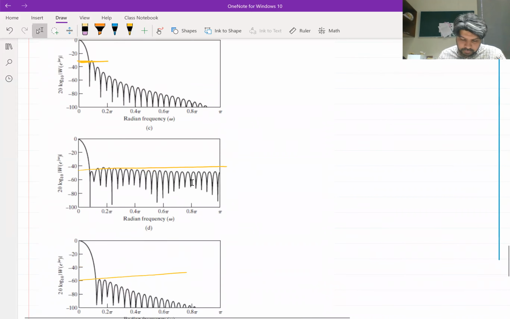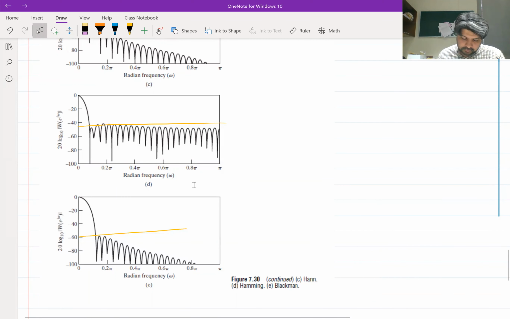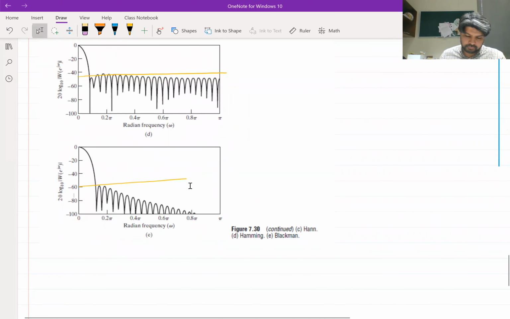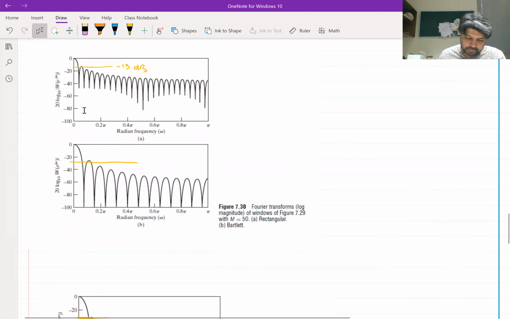Now if you look at the trade-off in the main lobe width, you want to approximate this to the impulse response. Now, where you are reducing the side lobes, the main lobe width increases. This is very close to 0.2 here. This is not very close to 0.2. Okay? So first compare the main lobe width of rectangular and Hann Bartlett.